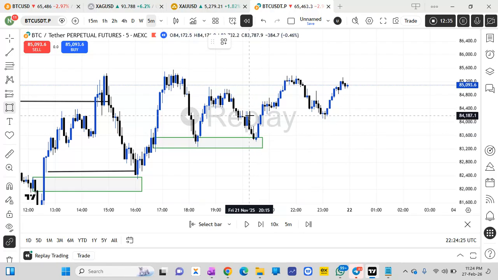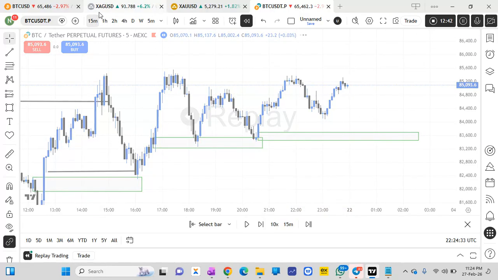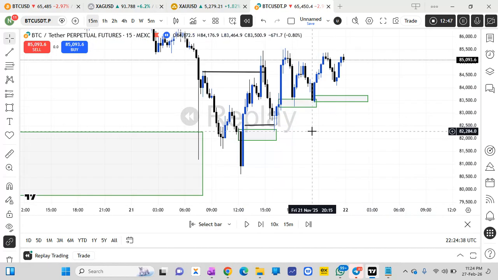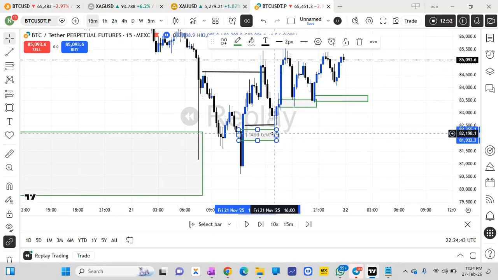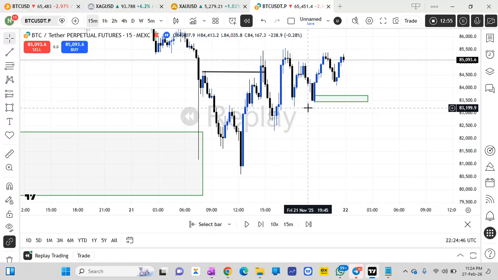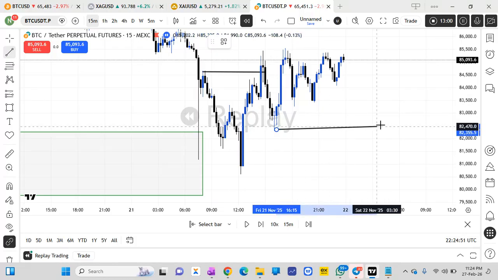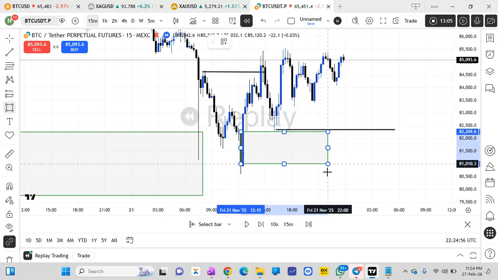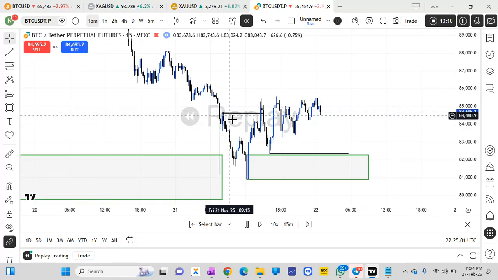This is a breaker block entry, but I don't trade breaker blocks, so I don't have any trade here. But the change of character has happened here. If you miss that first trade, what you do is map out this zone as a liquidity, change of character, liquidity, and wait for price to come here to buy. This is what I'm waiting for price for my first buy.